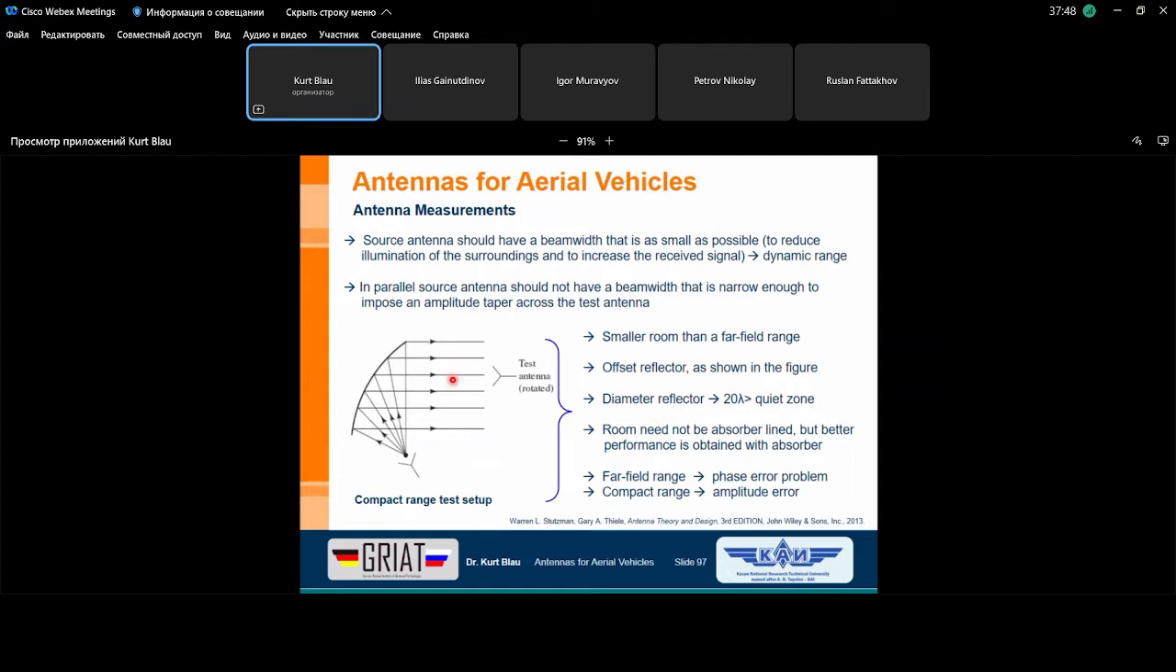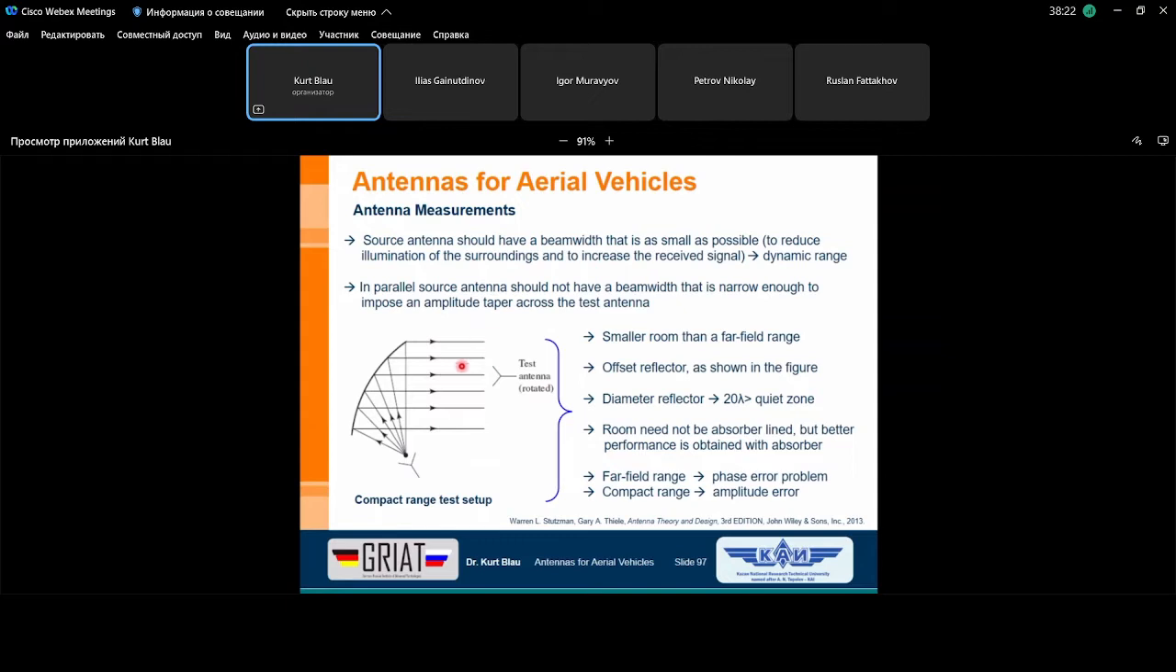Then another measurement setup is the so-called compact range test setup. It's shown here. The main problem is to realize this specially formed reflector, which has to consider the pattern of the illumination antenna itself. It's clear all rays coming from the illumination antenna must be reflected in such a way that the rays are in parallel, or collimated. And this is the problem.